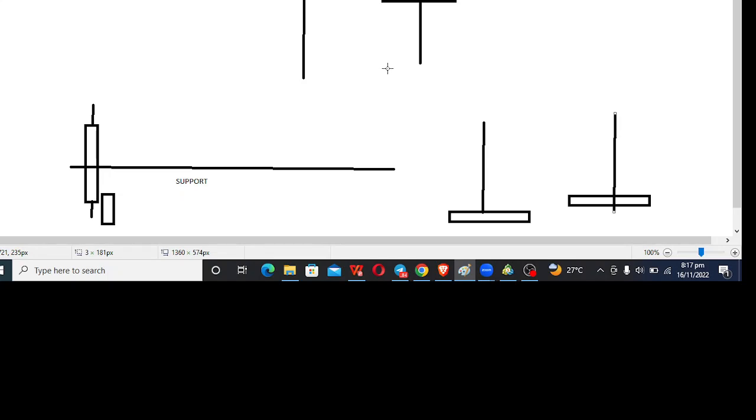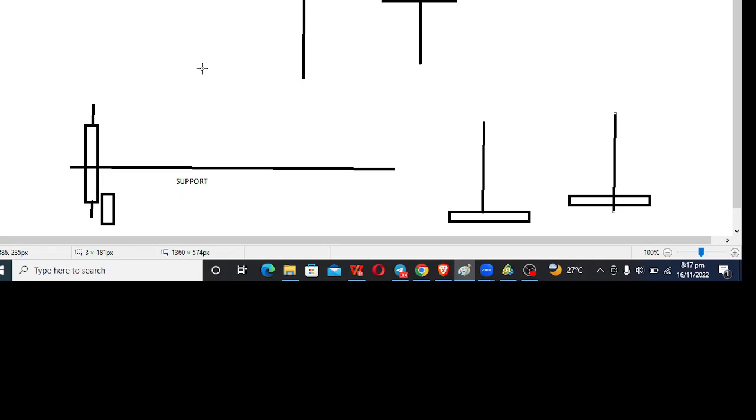So this would be a bullish pin bar, and then this is a bearish pin bar. So this candlestick shouldn't look like any of these if you want to have a real confirmation.